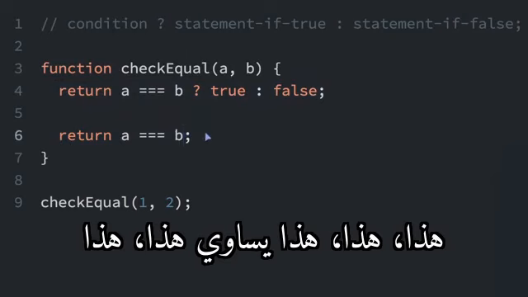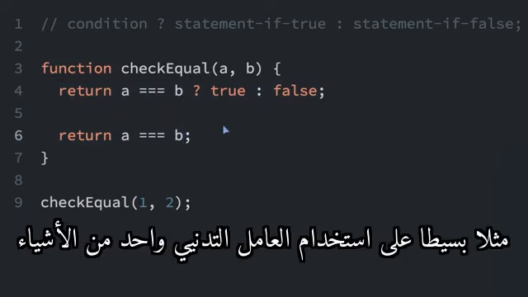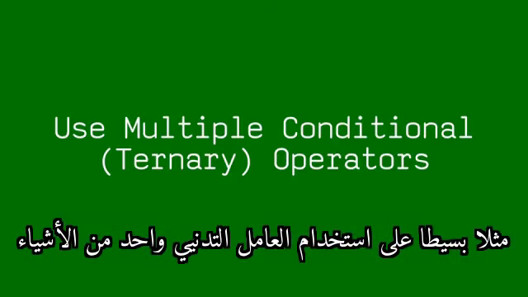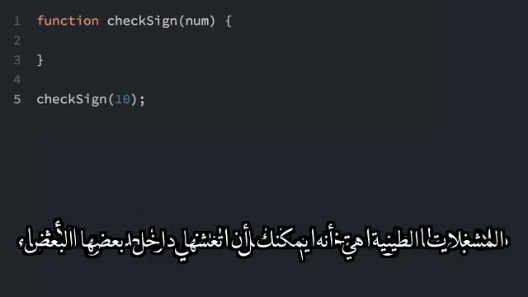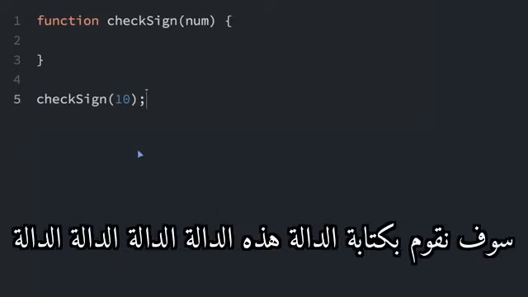So let's do this check sign. I'm going to do a console.log so we can see what this returns here. And we can see this is going to return positive. If we have a negative number here, it's going to return negative. Or if we have a 0, it's going to return 0.